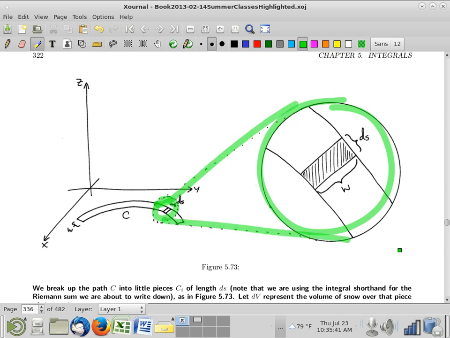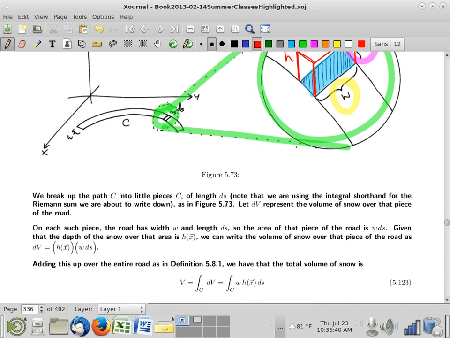Again, here's an exploded view of that little piece. And on some little piece of driveway, some little piece of length ds, well, that little piece of driveway has a width, so there's a corresponding area of that piece of driveway, and if you multiply that times the height of the snow, I'm probably exaggerating here a little bit, but it seemed like it was that high. If you multiply by the height there, h, then the volume of snow on that short little piece of the driveway is going to be h times w times ds. There you go.